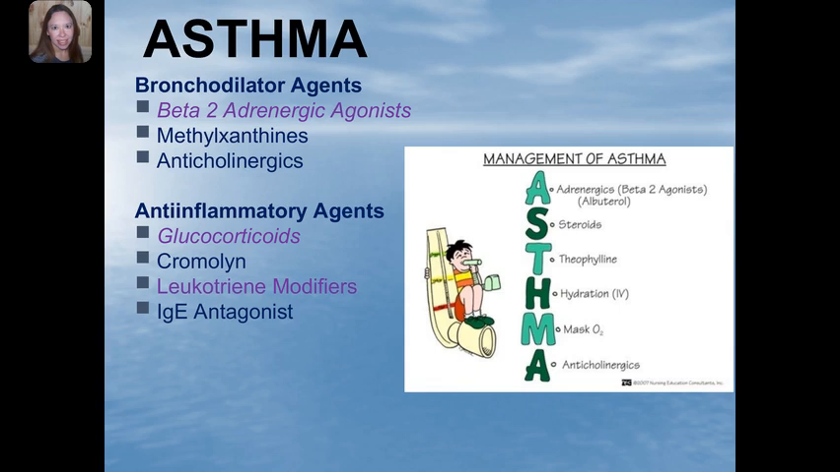The bronchodilators, we've talked about some of these already. We've talked about beta-2 adrenergic agonists. Methylxanthines can also be used, and then anticholinergics. And again, they're all working right on the bronchioles in order to dilate and open up those airways. And then because there is inflammation happening with asthma, we can also use anti-inflammatory agents. Here we talk about glucocorticoids again, cromolyn again, and leukotriene modifiers. We can also use IgE antagonists. So lots of different medications to treat asthma.